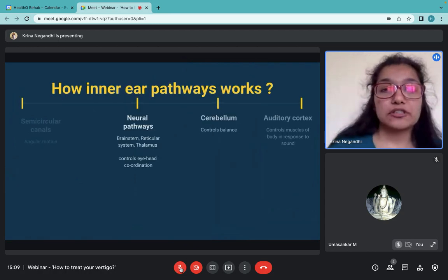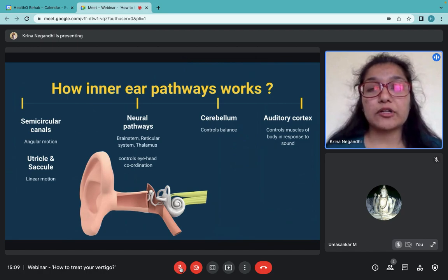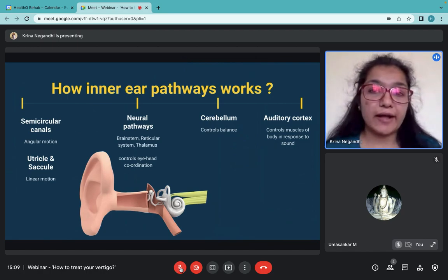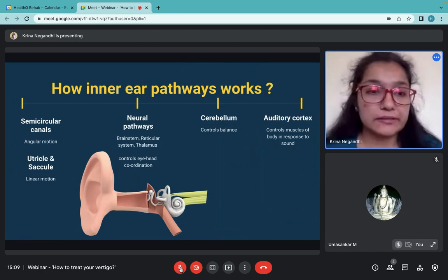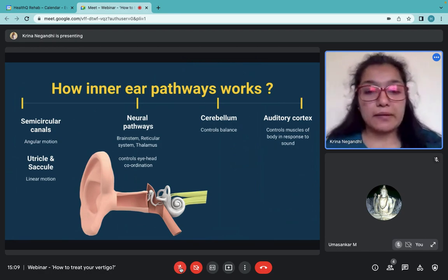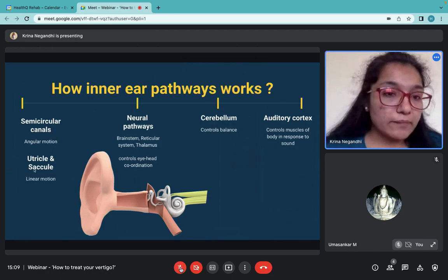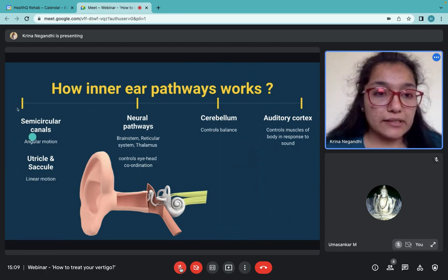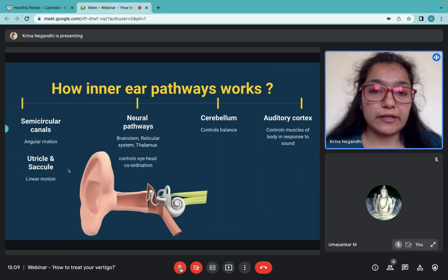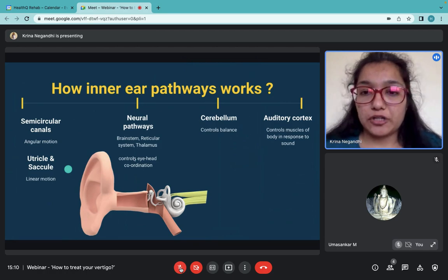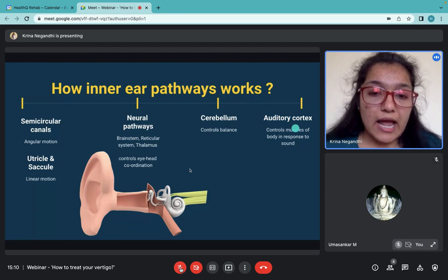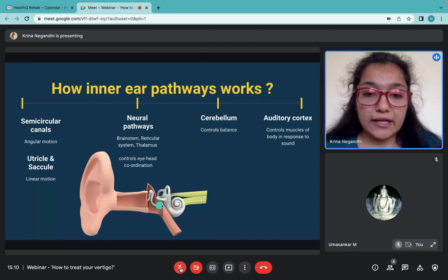As we understood the structures responsible for the vestibular system, we have divided the structures into four portions. Basically, the system of the vestibular apparatus, which is the semicircular canal and utricle, the neuronal pathways, and the supplying structures of the cerebellum and the larger brain, which is the auditory cortex.